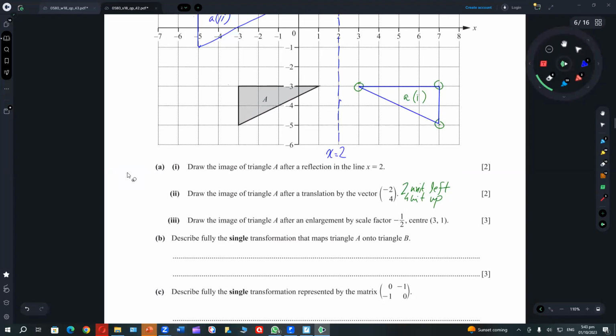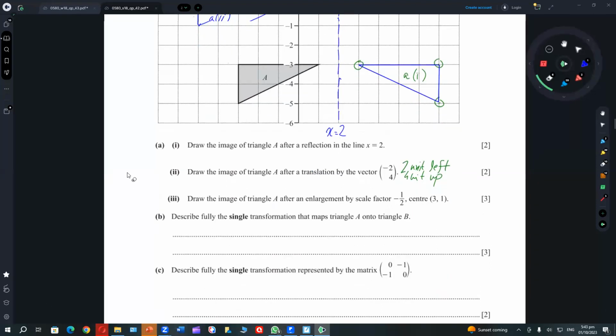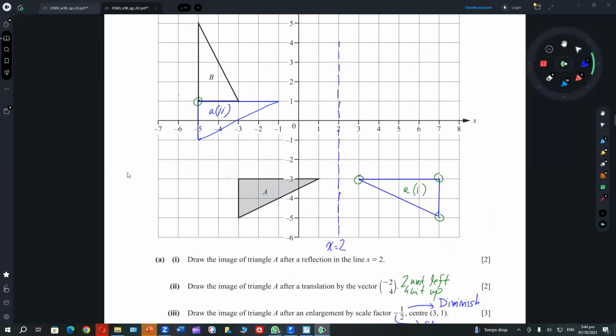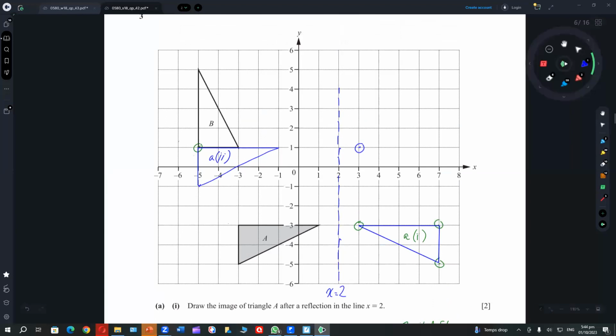Draw the image of the triangle after an enlargement by a scale factor minus half. Minus means flip, and half means diminish. So make it smaller, right? Center is 3, 1. So you have to try it.